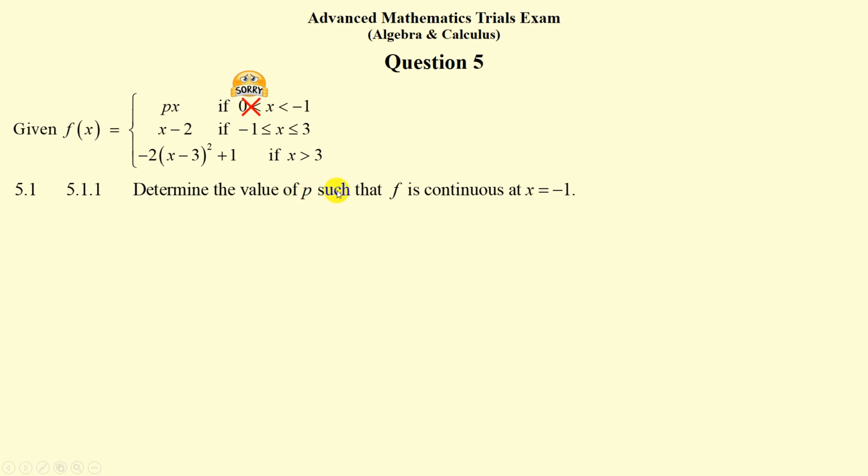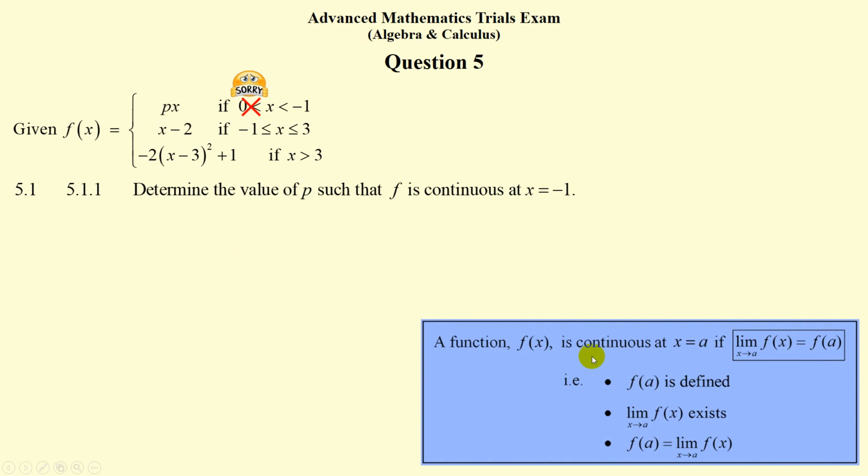Determine the value of p such that f is continuous at x equals minus 1. So there's f of x. We've got to consider continuity. Let me remind you, a function f of x is continuous at x equals a if the limit of f of x as x tends to a equals f of a. Now that's got a few things hidden in there. f of a must be defined, or we wouldn't be able to write that. The limit of f of x as x tends to a must exist, or we wouldn't be able to write that. And then, of course, f of a equals that limit.